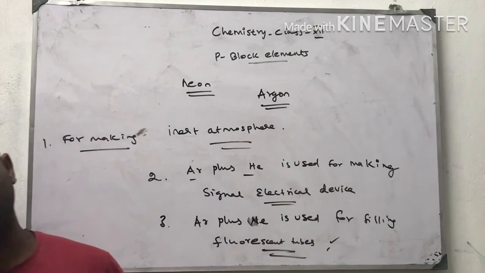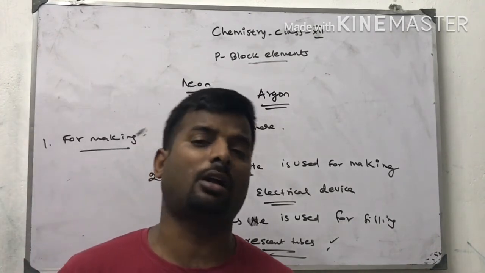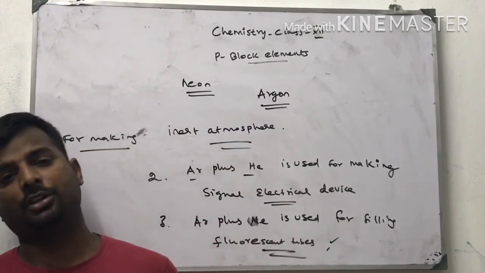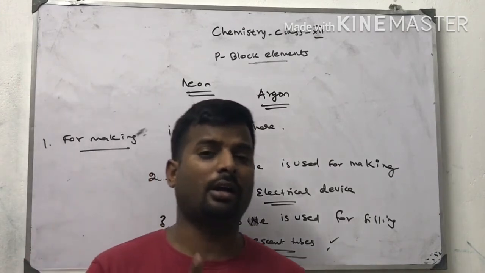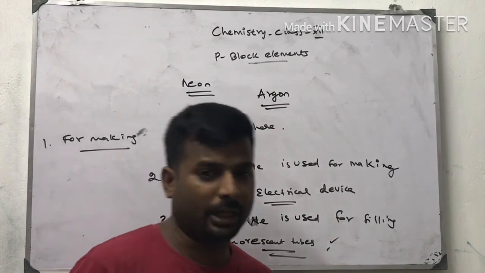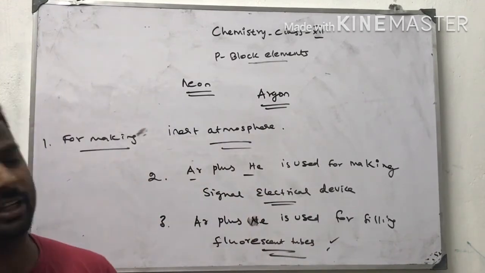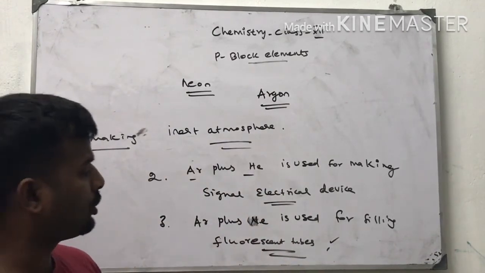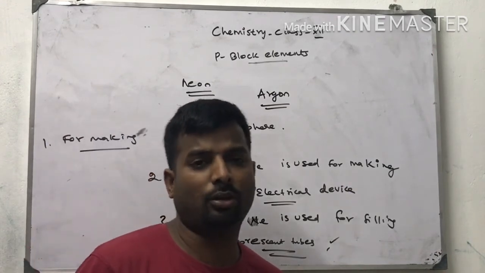Next, argon. Argon is used for making an inert atmosphere by absorbing moisture and other things. An argon helium mixture is used for making signal electrical devices. And an argon plus neon mixture is used for filling fluorescent tubes.